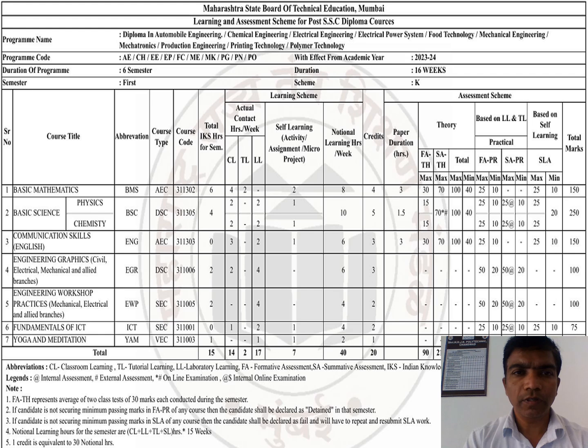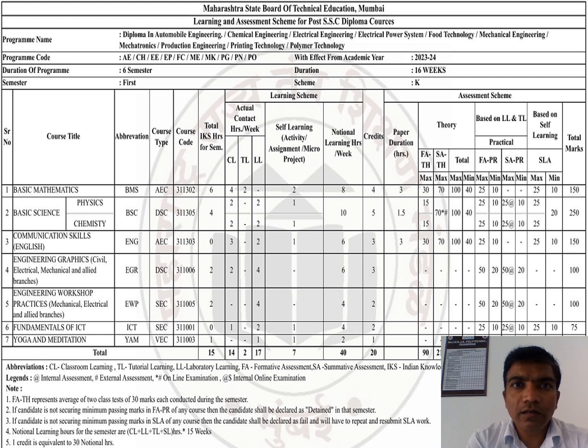In the K scheme, this is the learning and assessment scheme for diploma courses. MSBTE conducts various diploma courses like automobile engineering, chemical engineering, electrical engineering, food technology, mechanical engineering, and more. This K scheme has been implemented from the year 2023-24, and the diploma courses consist of 6 semesters. In each year, there are 2 semesters and each semester is divided into 16 weeks.